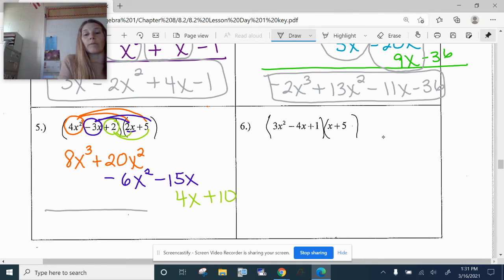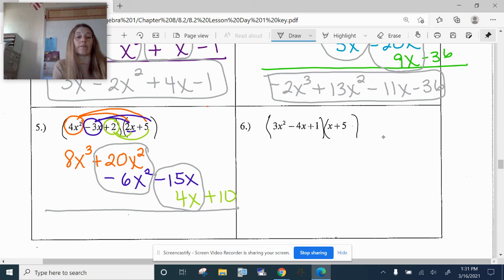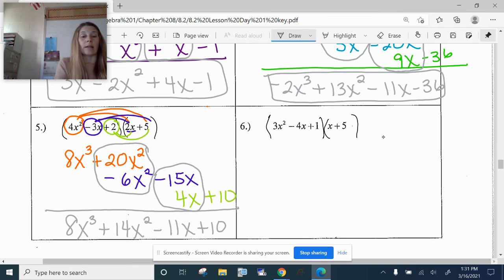And again, you want to combine any like terms. So the 2 squares we have here, and then the 2 single x's we have here. So 8x cubed plus 14x squared minus 11x plus 10.